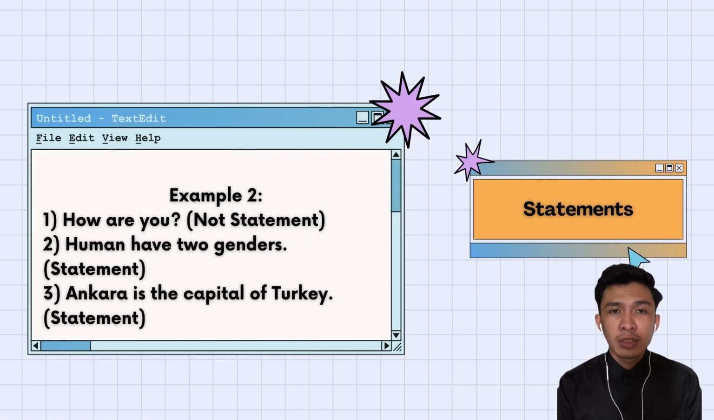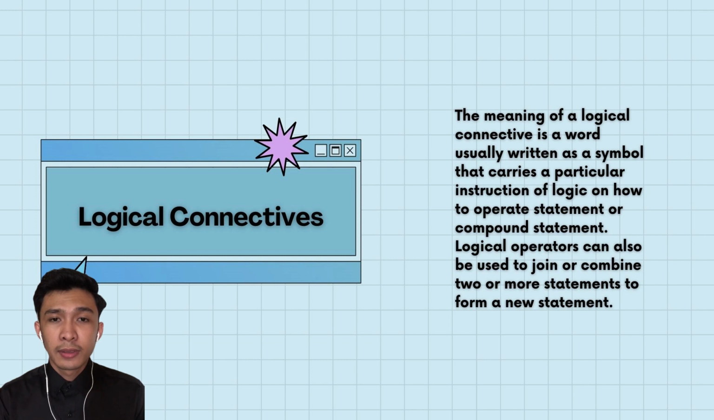Next, we look at example 2. Number 1, how are you? Not a statement, because how are you is a question. Number 2, humans have two genders, is clearly a statement. And number 3, Ankara is the capital of Turkey. It is a statement.